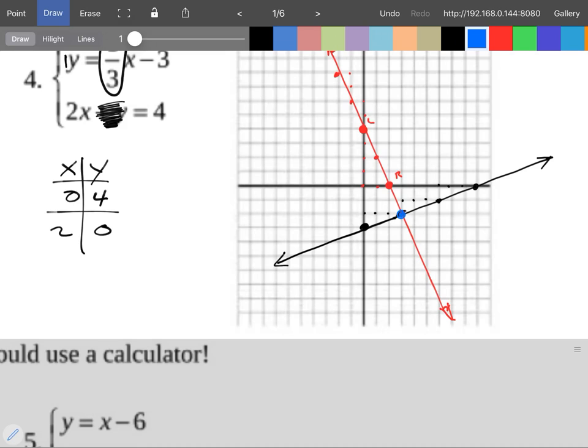So let's see, that looks like that is what? That's right 3, down 2. So the solution for number 4 should be right 3, down 2. Or again, if you want to write it this way, you can write x equals 3, y equals negative 2. Either way.